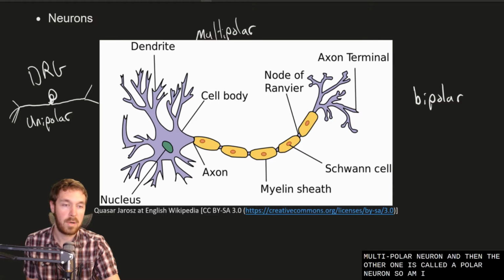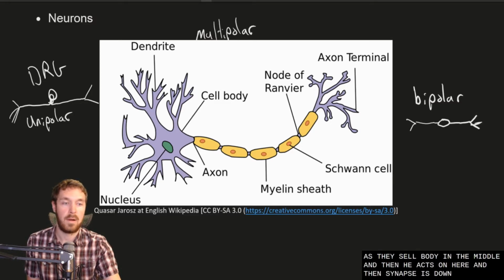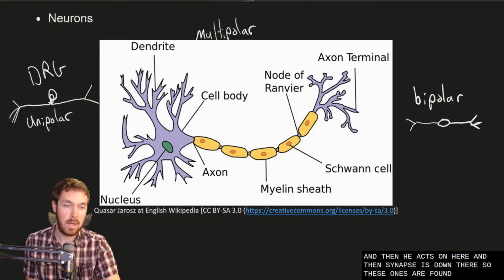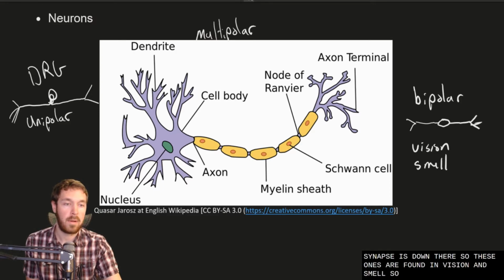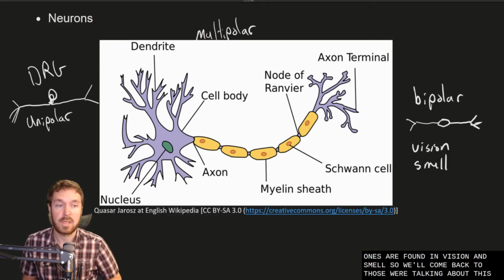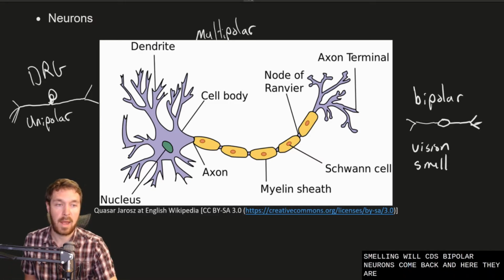So a bipolar neuron has dendrites here, has an axon, has a cell body in the middle, and then the axon here, and then synapses down there. So these ones are found in vision and smell. So we'll come back to those when talking about the special senses for vision and smell, and we'll see these bipolar neurons come back. And here they have that cell body in the middle.